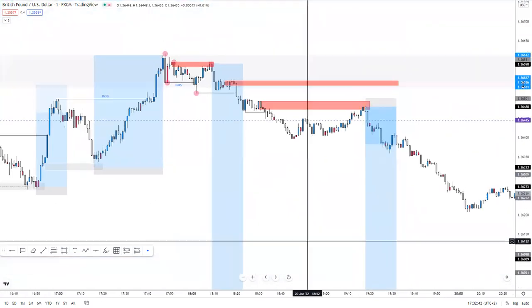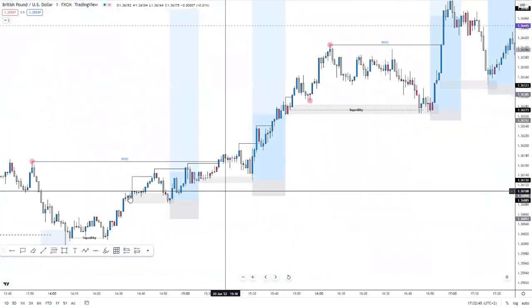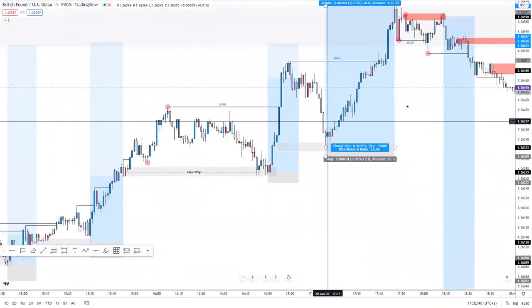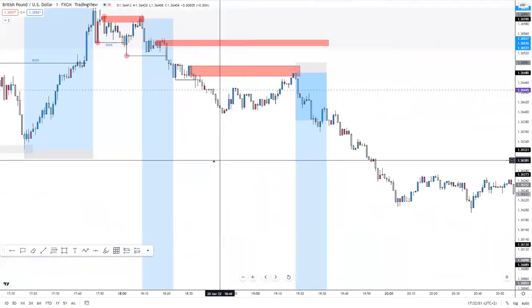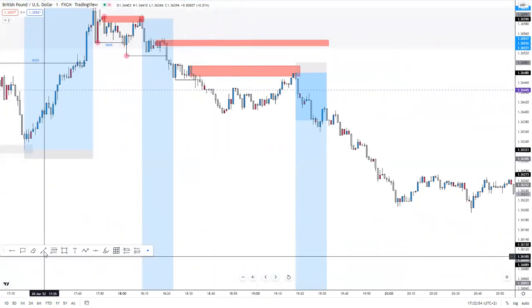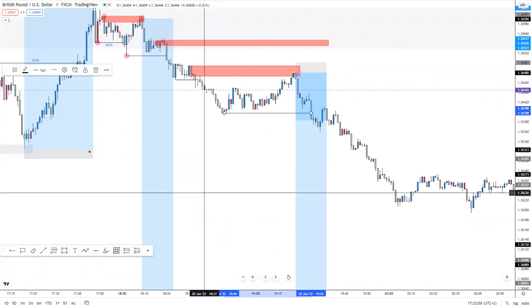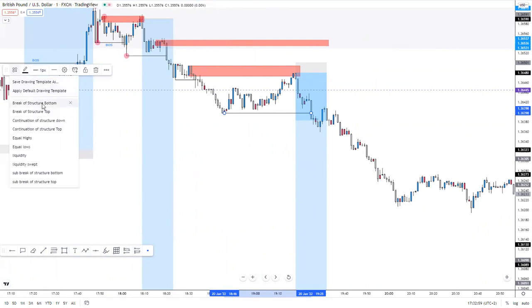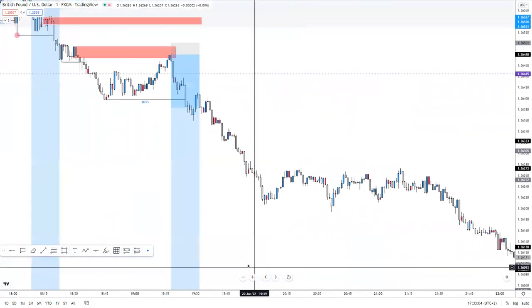And then what do we see now? We've already won 1, 2, 3, 4. We're in our 5th and 6th trade, guys. And we just keep doing the same thing till the market shifts, right? Till the market shifts. Break of structure bottom, right? Break of structure bottom.